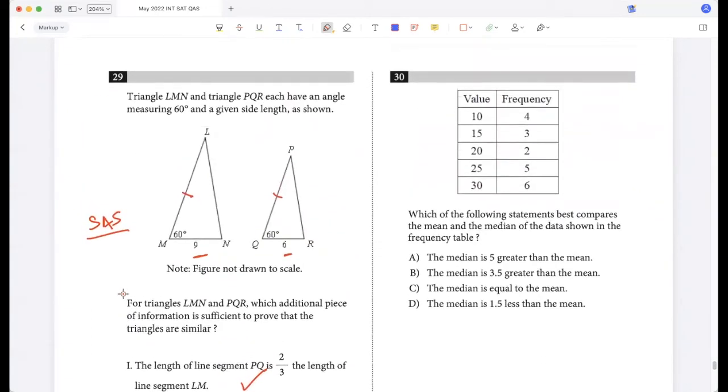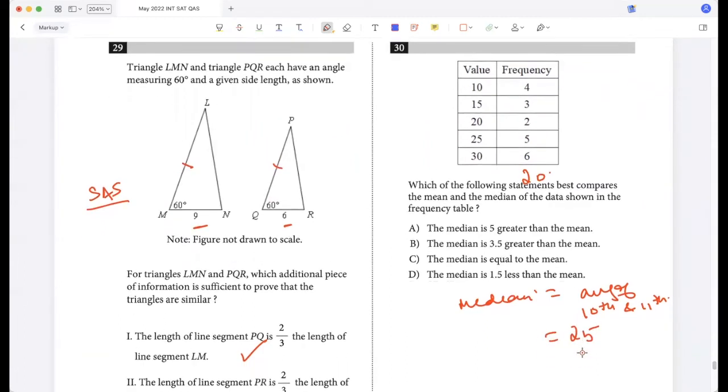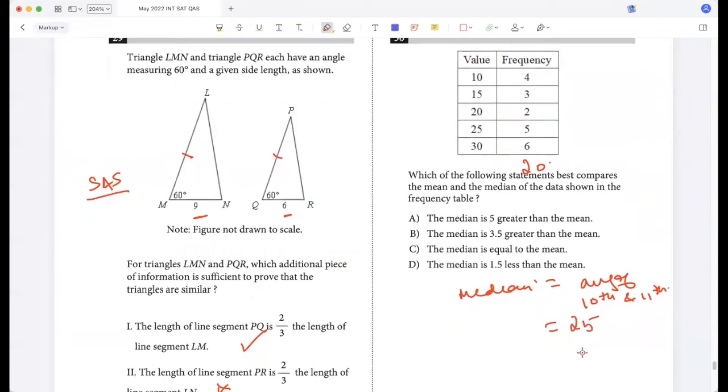Which of the following statements best captures the mean and the median of the data shown in this? Okay, so how many values? 4 and 3, 7 and 2, 9 and 5, 14 and 6, 20 values. So the median would be the average of the 10th and 11th. So 4 plus 3, 7 plus 2, 9. So the median is 25. Okay, and the mean, right?